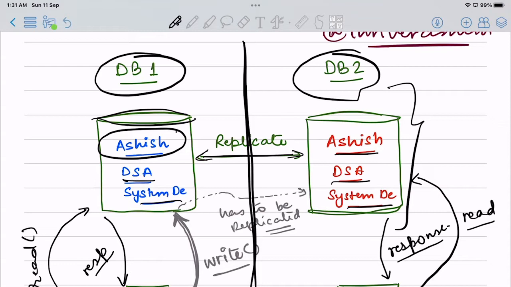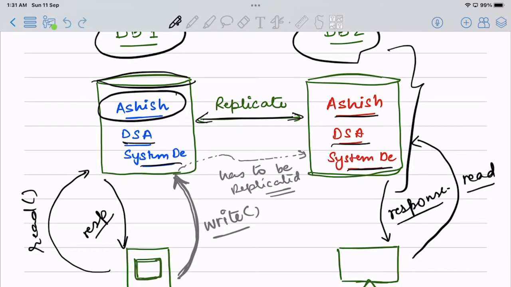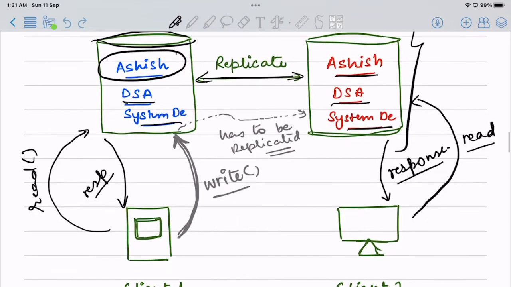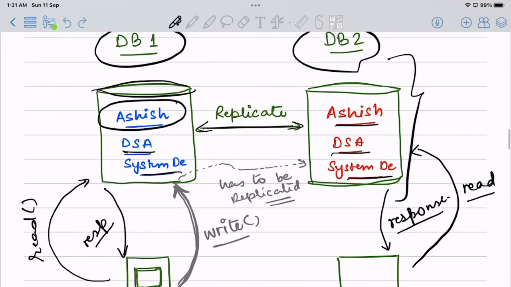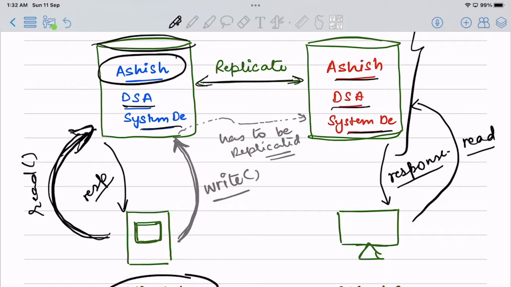Understand from here very consciously, don't skip and don't fast forward. Let's suppose you send a read request to this database server from a client. You can assume the client might be any service, any microservice or whatever, since no client directly accesses the database, but for now assume there is a client which sends a read request. It will give you the response.